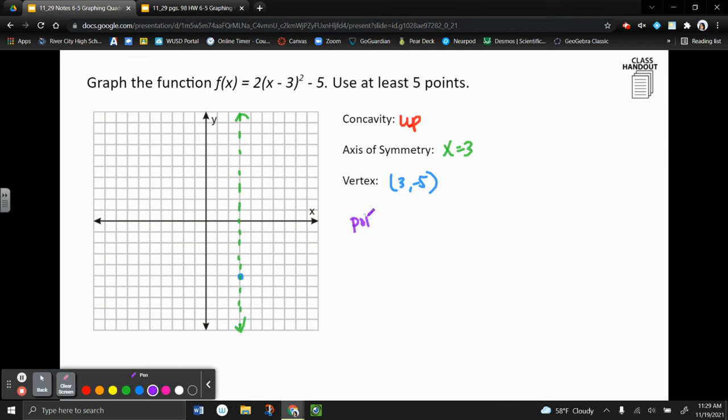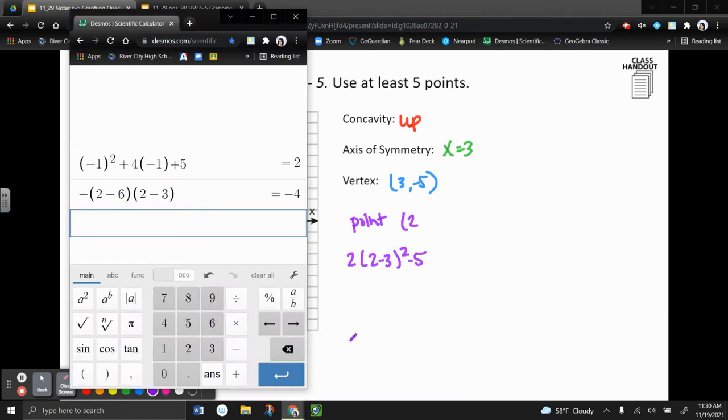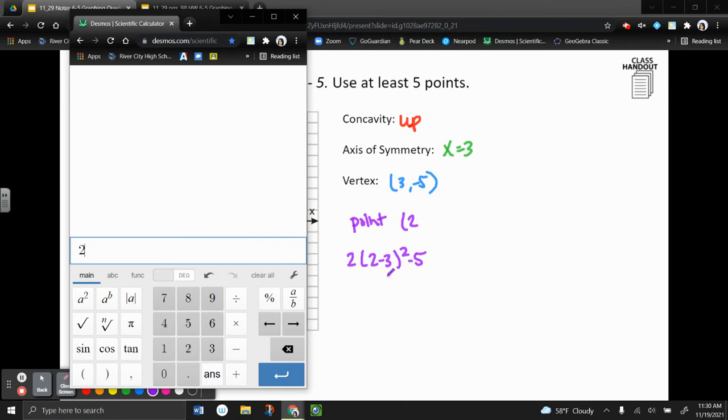Okay, so for our first point, again, we're just choosing points around our vertex. So I'm just going to go 1 to the left. So this is x equals 2. So I'm going to plug in 2 to our equation. So plugging in 2 for x to get our y value. So we have 2 minus 3 squared minus 5. Get negative 3.